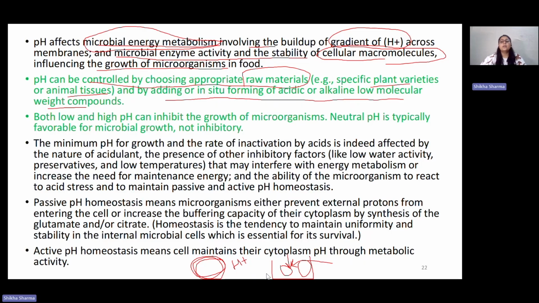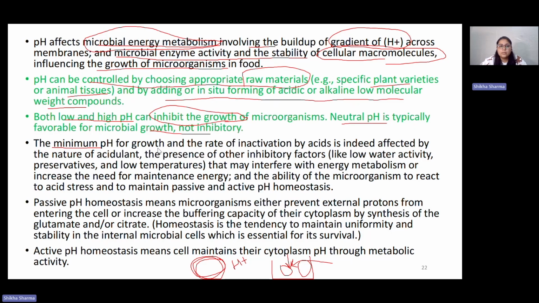At very low or very high pH, that means acidic or alkaline, both extremities are not feasible for the growth of the microorganisms. So both low and high pH can inhibit the growth of the microorganism. Microorganisms typically grow in the neutral pH.